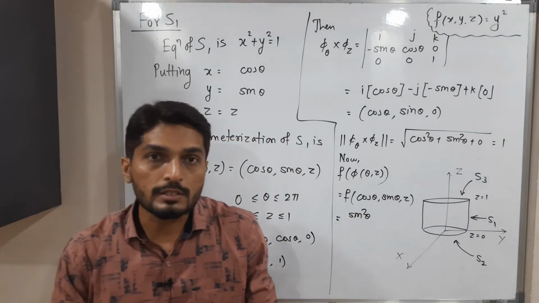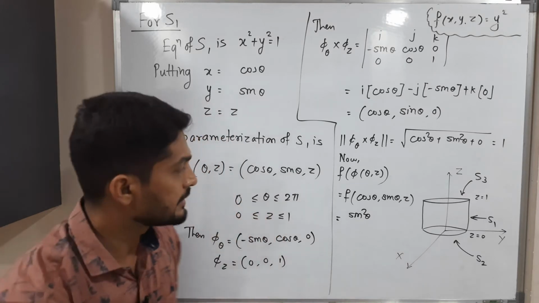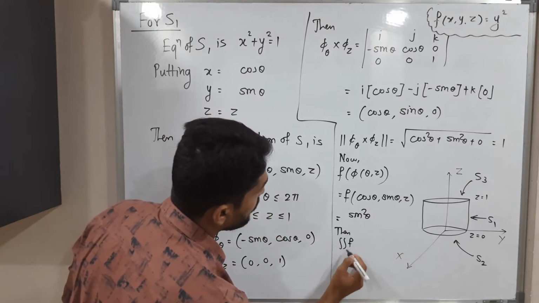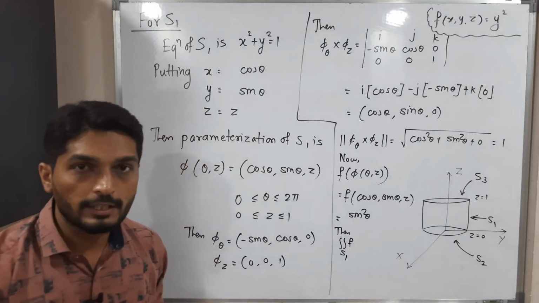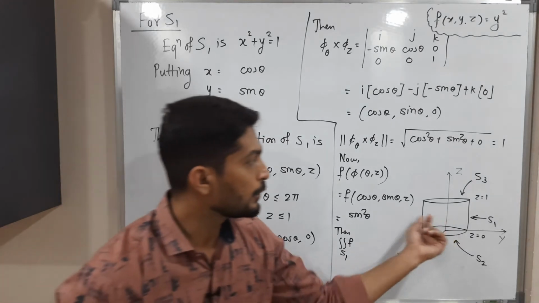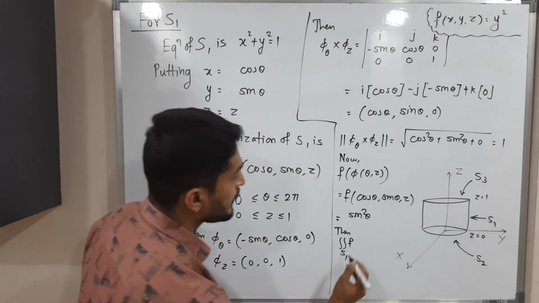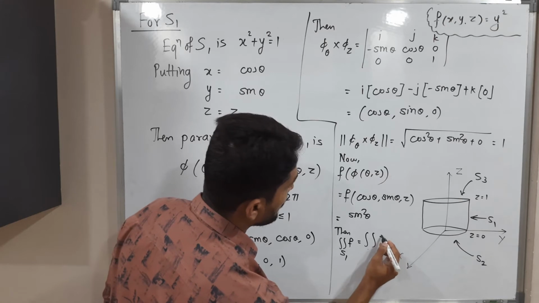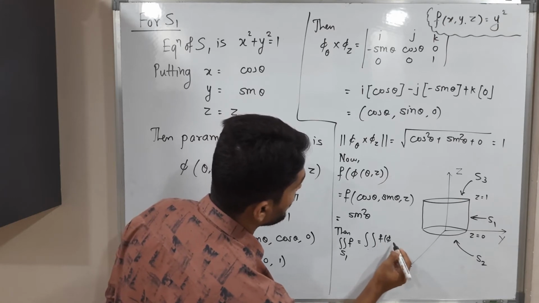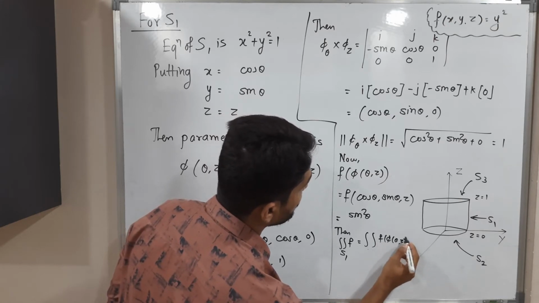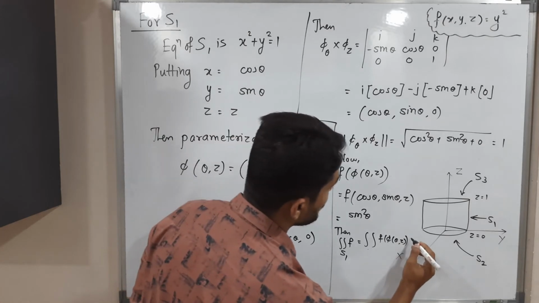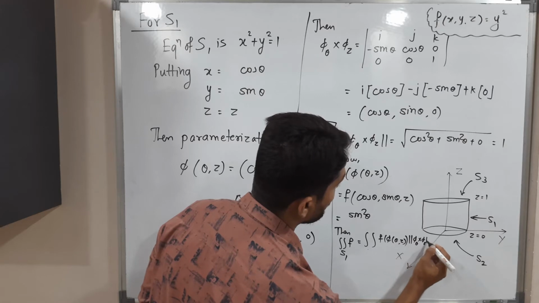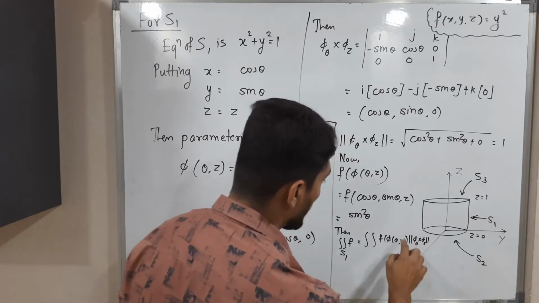Let us put all these things in the definition to find the value of the surface integral, the double integration of f over S1. We are solving the surface integral only over this surface S1. This is equal to the double integration, as the definition says, over D of f of phi of theta, z times the norm of phi theta cross phi z. I don't have enough space, so I will write it here.